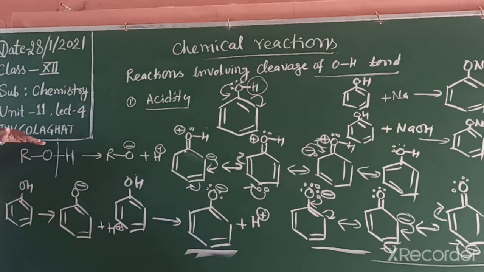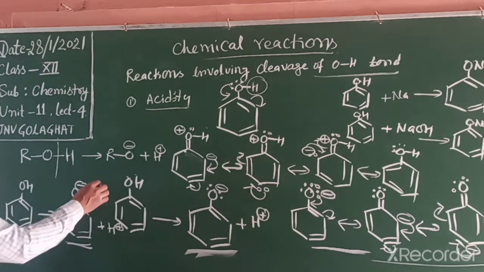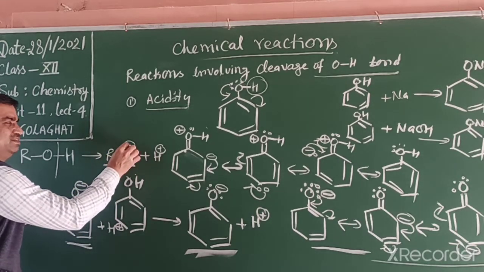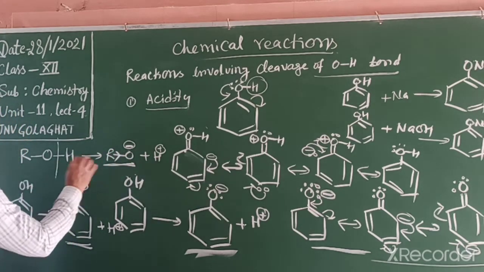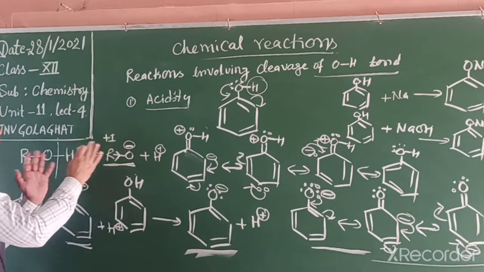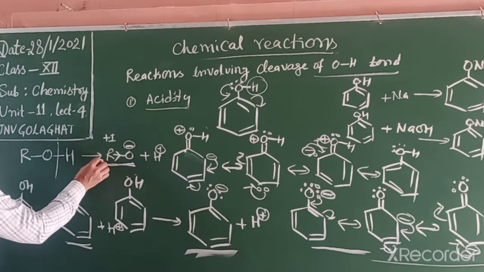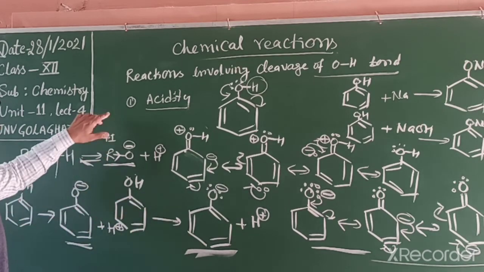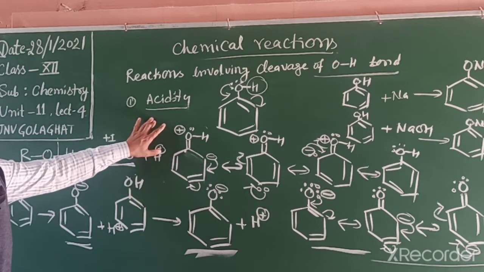So in this reaction, if we compare, phenoxide is further stable due to resonance, but this alkoxide ion has no stability. Why? Because there is negative charge on oxygen and the alkyl group is an electron releasing group. Electron releasing means plus I effect. So there is electron repulsion. So this reaction does not shift towards the product side. This reaction shifts towards the reactant side. But in phenol, the shift towards product means more release of hydrogen ion. Due to this reason, phenols are stronger acids than alcohols.